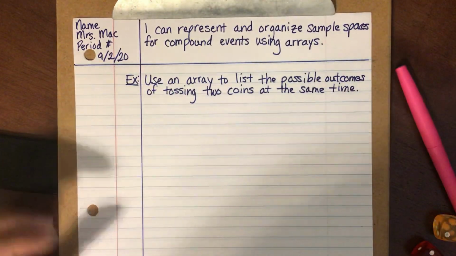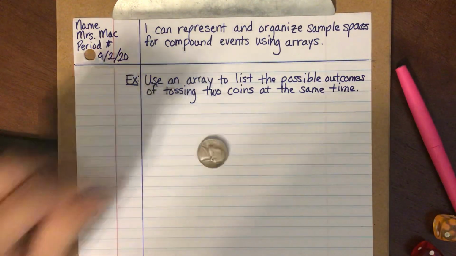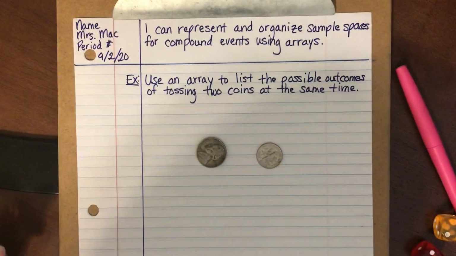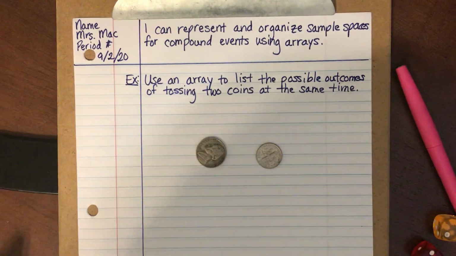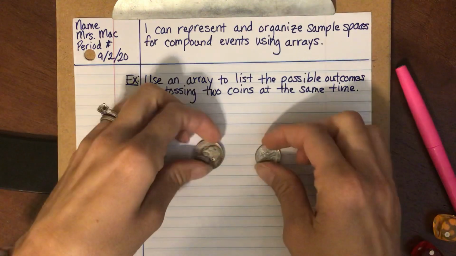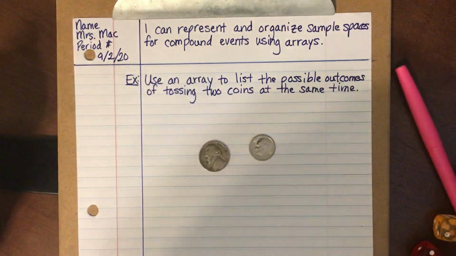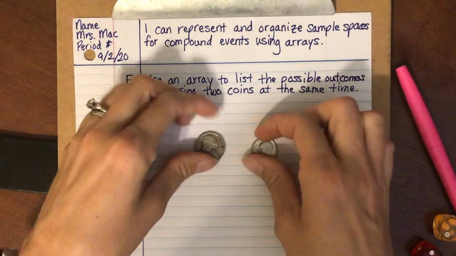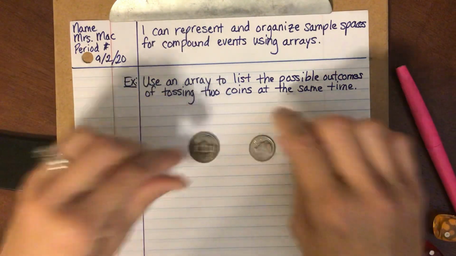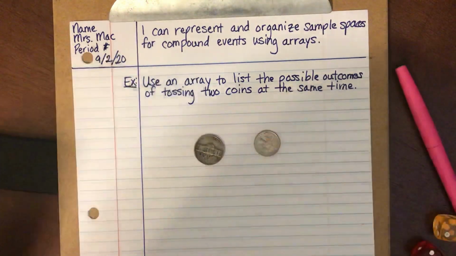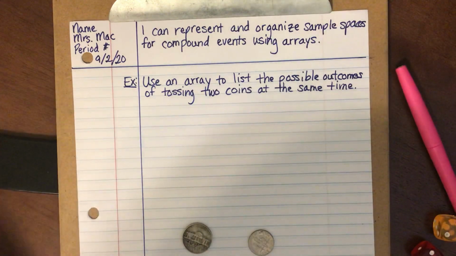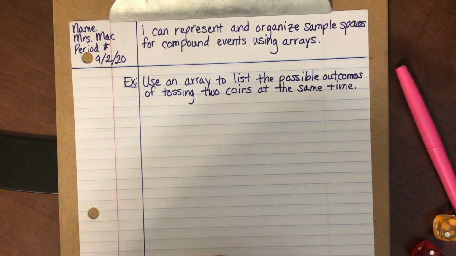Okay, so far what we've been doing is we've just been doing one coin. It's either heads or tails. But if I were to add another coin in that and toss both of them at the same time, how many different possibilities are there in our sample space? Well, let's take a look. You could get heads, heads, heads, tails, or tails, heads, or tails, tails.